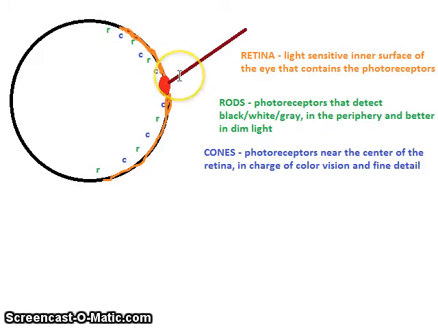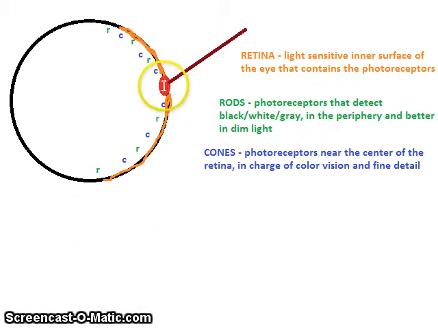Now you have two more things here. You have this brown line. This is the optic nerve. It is what connects information from the eye to the occipital lobe in the brain. That is what carries the neural impulse from the eye to the brain.